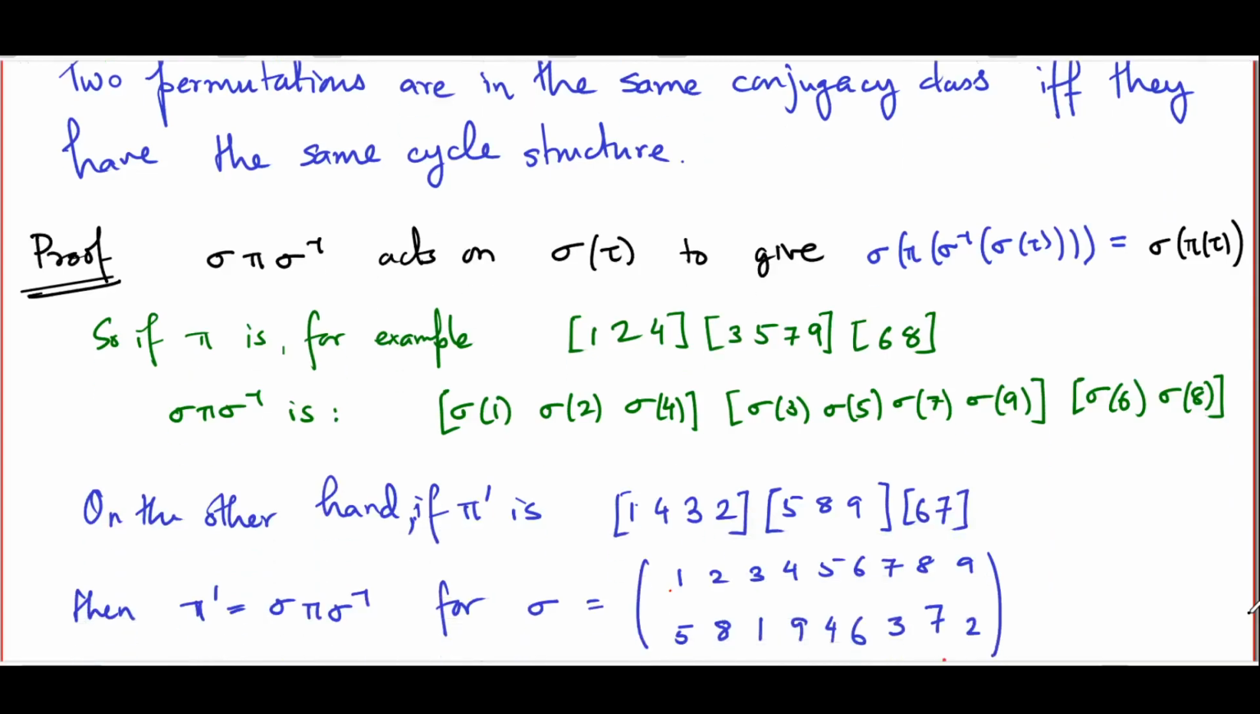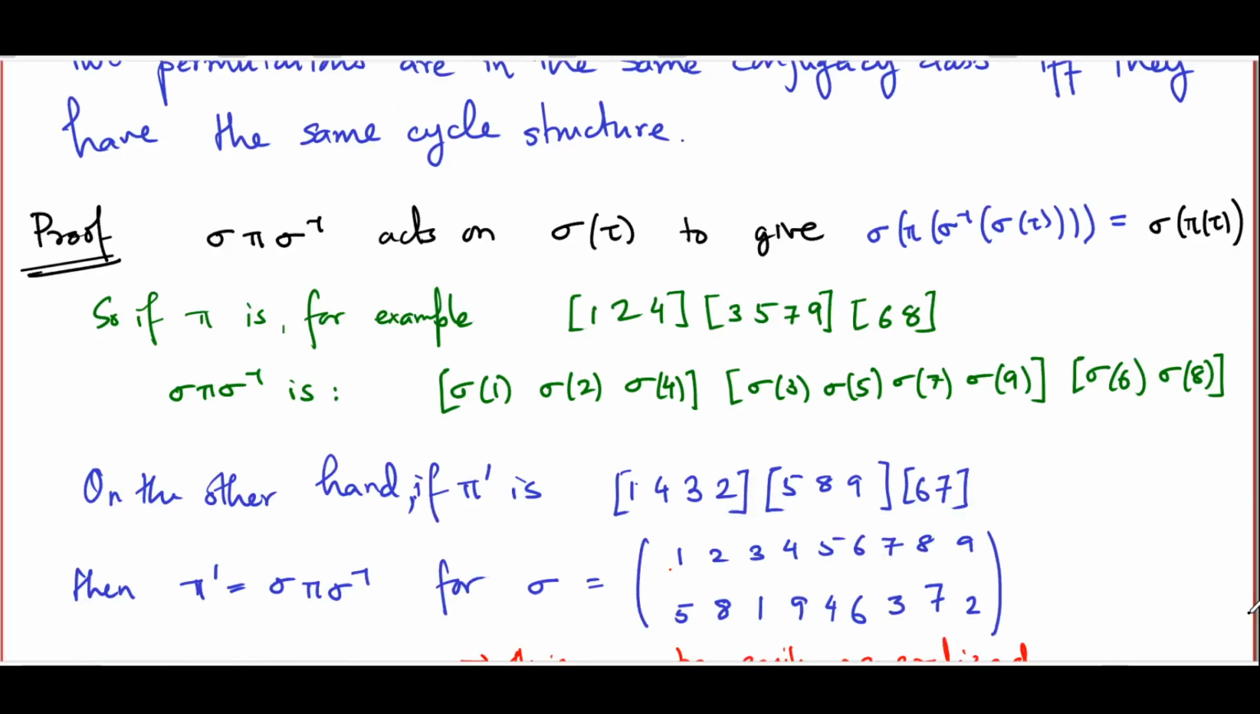Now, conversely, think of another permutation. Given pi, which has this particular cycle structure, let's think of pi prime, which is a different permutation with the same cycle structure: a 4 cycle, a 3 cycle, and a 2 cycle. What we can always do is find a sigma which will conjugate pi to pi prime. That is, pi prime will be sigma pi sigma inverse.